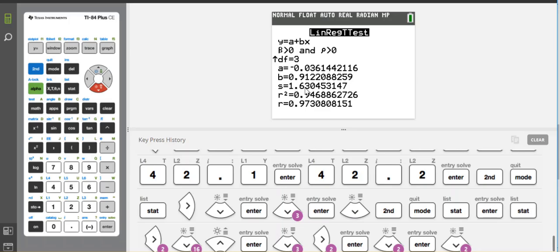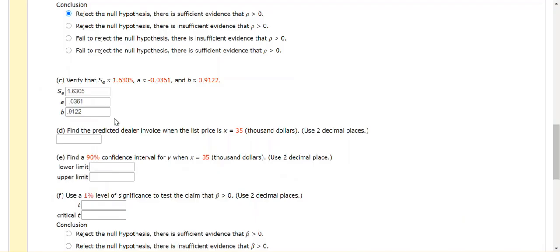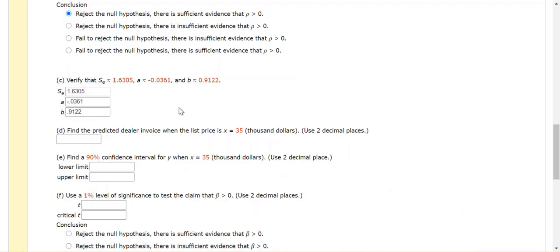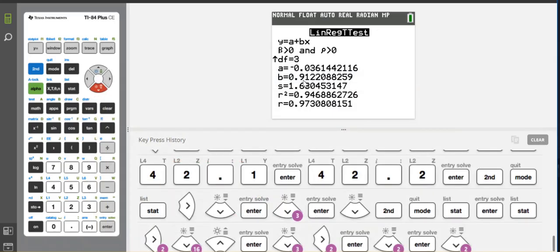So this is 1.63, which is this same number, 1.63. And then the A is, remember the form is Y equals the slope B times X plus the Y intercept, the constant A. So the A is negative 0.036, and that's what we have. And then the B is 0.9122, and that's what we have.